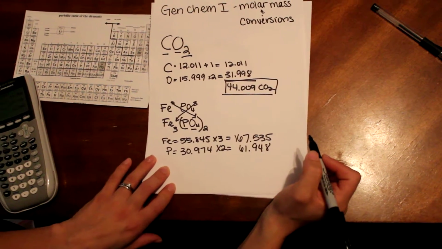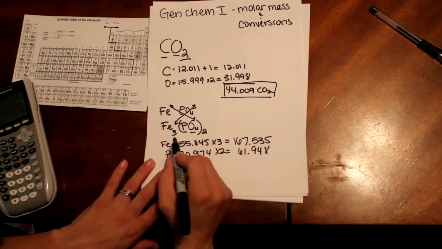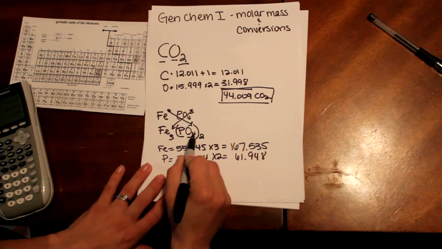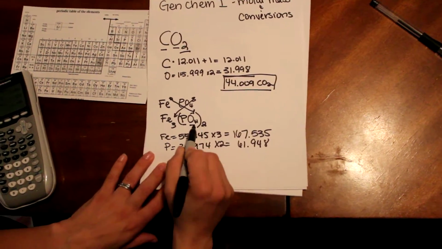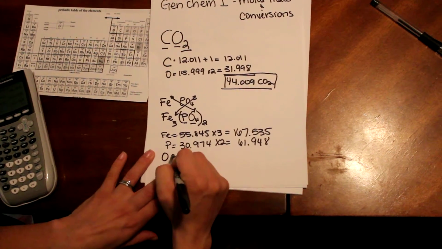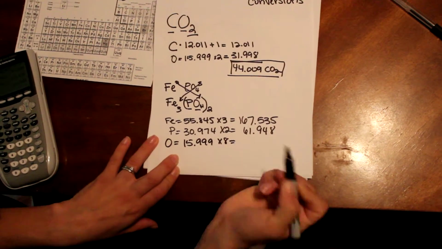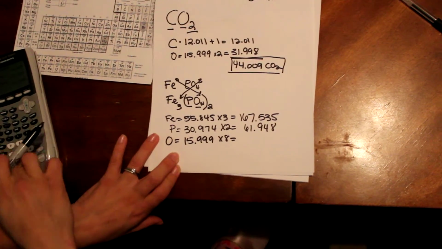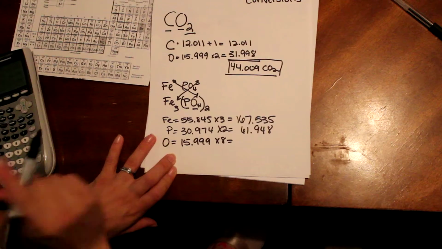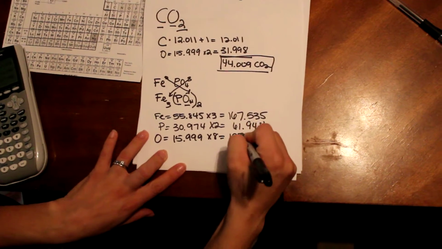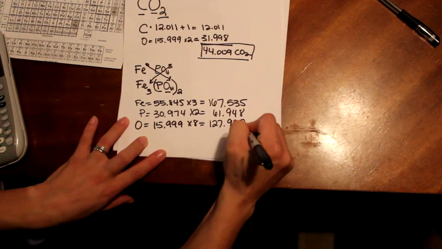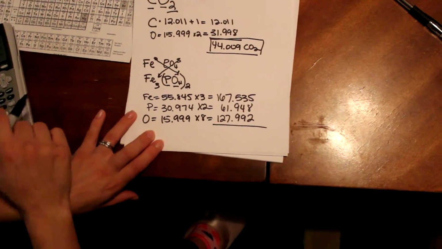Now you are going to multiply your oxygen by 2. So 4 times 2 is 8. So you have 8 oxygen. That's 15.999 times 8 equals 127.992. Now you're going to add those up.